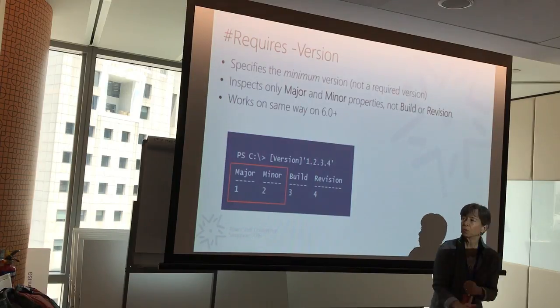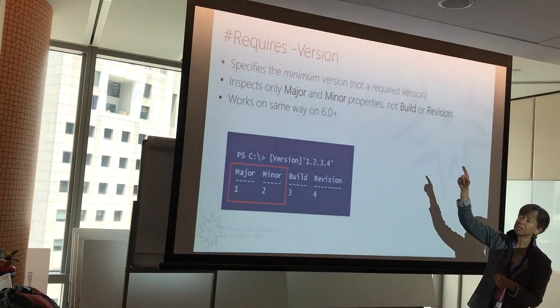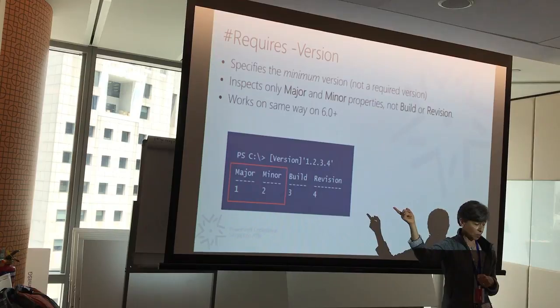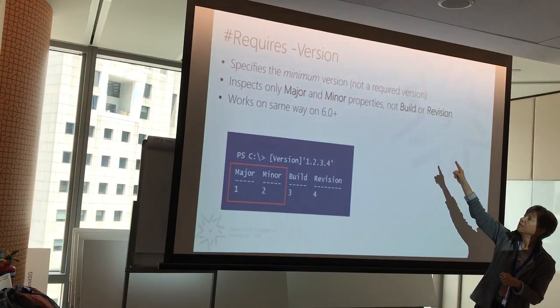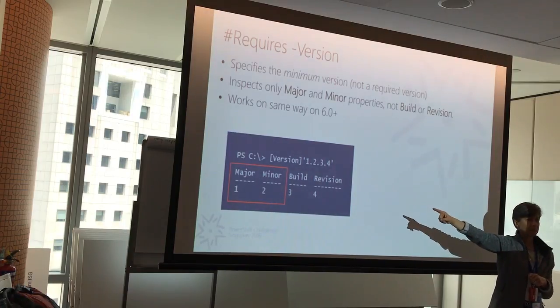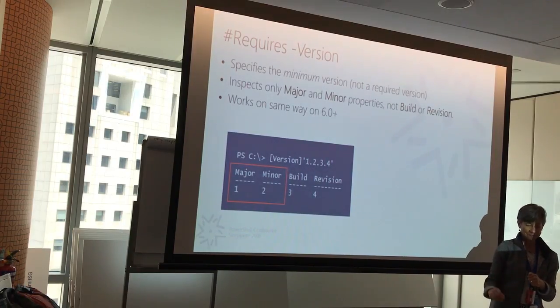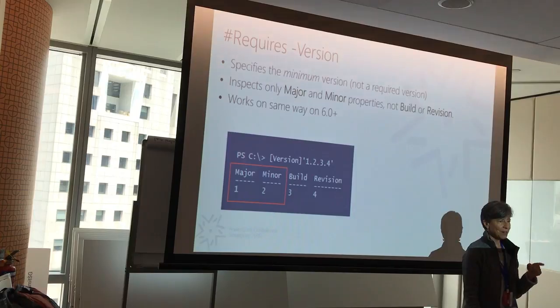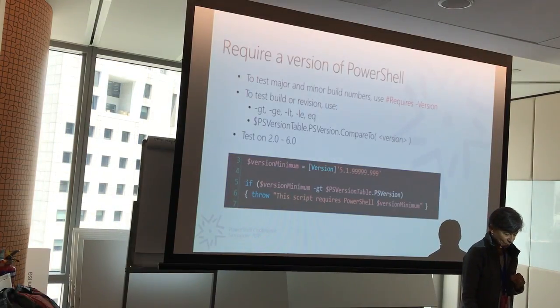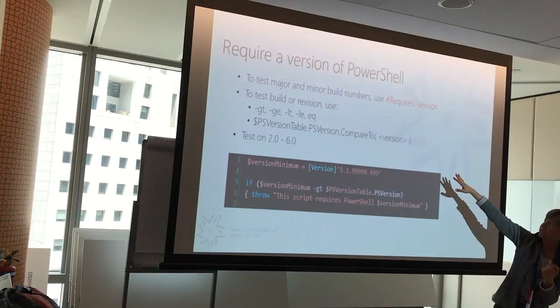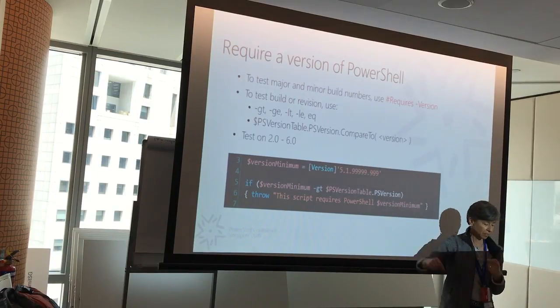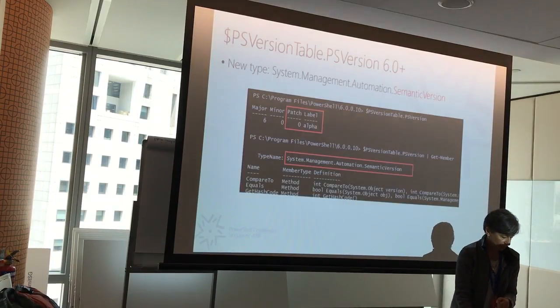Thank you very much. Okay, so what we've learned here is that #Requires specifies the minimum version, not a required version, and it inspects only the major and minor properties, not build or revision, and it works the same way on PowerShell 6 Alpha. Lee Holmes warned me not to say PowerShell 6 yet, because it's not released. And to require a version of Windows PowerShell, including the build and revision numbers, you just use a comparison operator or the CompareTo method on the PSVersionTable object.